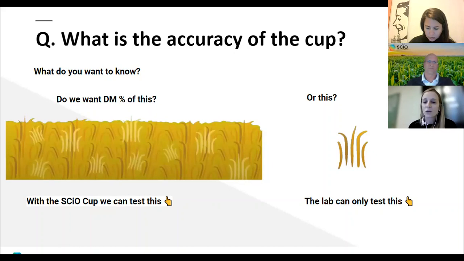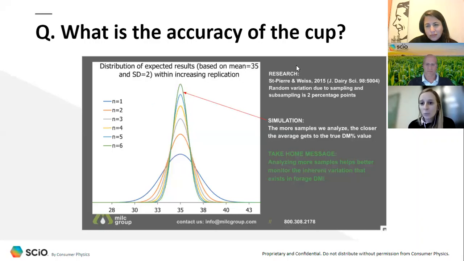When we talk about measuring accuracy of the cup, are we looking to measure the dry matter percentage of your pile or what's going into your feed? Or are we looking to measure a handful, something that you would ordinarily send to the lab? When we think about current methods of measuring, we're looking at the Costa or the lab. We get a bucket, take a few different parts of that pile, mix it up, and then take a small part of that and send it to the lab or to the Costa. Essentially, what we're hoping for is that that small part is actually representative of what's in that pile.